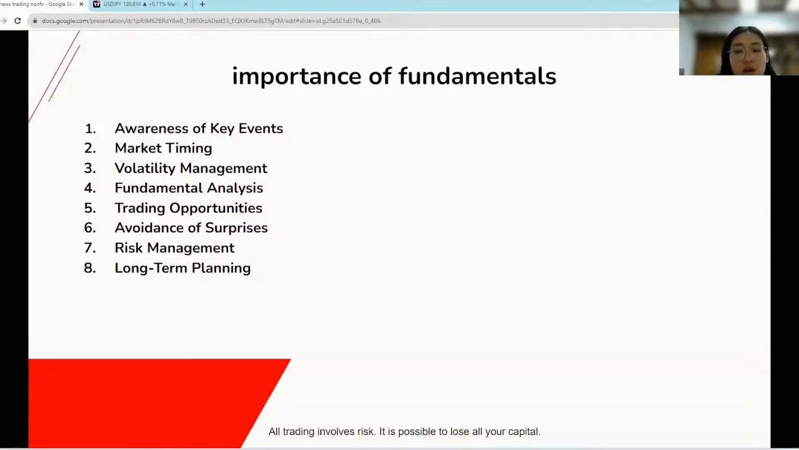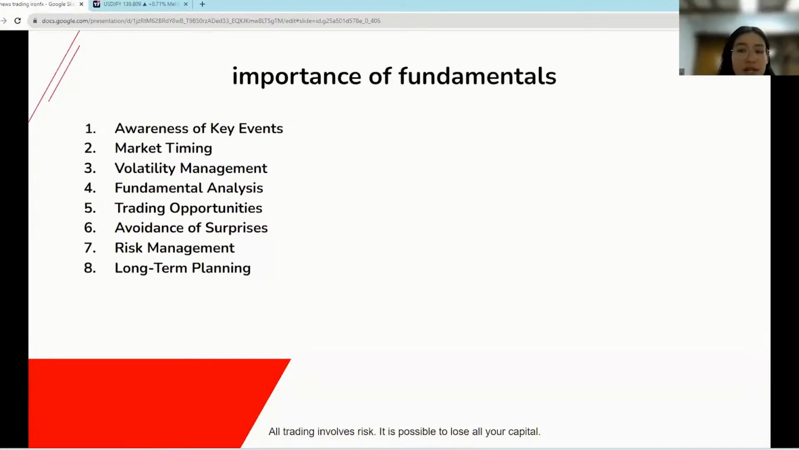Next, trading opportunities is pretty straightforward, so I'm not going to get into that. Avoidance of surprises, pretty self-explanatory, but this basically helps you to avoid being caught off guard by unexpected market movements, and it also enables you to make more proactive and informed trading decisions. Risk management, we already talked about. Reducing your position sizes, increasing stop loss levels, even temporarily exiting the market during high-risk periods are all examples of risk management.